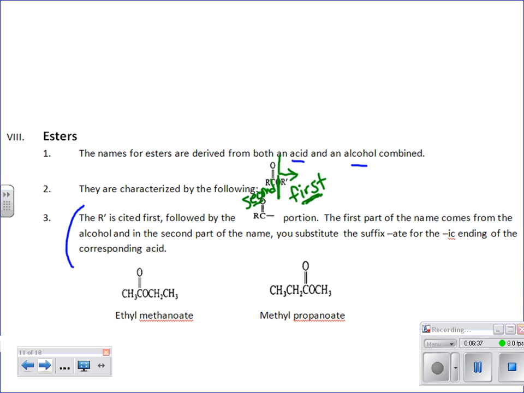So you're going to have an -oate ending, and then you'll just name those alkyl groups on each side. So in our first example, we've got 2 carbons, so that's going to be an ethyl, and then we've got 2 carbons over here. Don't forget about this carbon. This is a typo here. So we have an ethyl ethanoate. And this one, I'm going this direction again. So we've got a methyl propanoate.